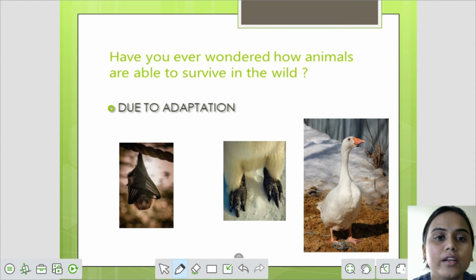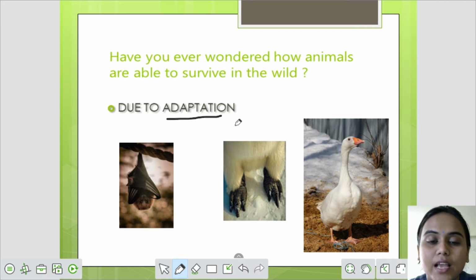Now moving forward, here we have certain pictures of animals. Have you wondered how animals are able to survive in the wild? Yes, there is a term for that, known as adaptation. What is adaptation? To adapt to the environmental and surrounding conditions over time. Like bats: bats sleep during the day and fly at night when it is cooler. So this is their adaptation.